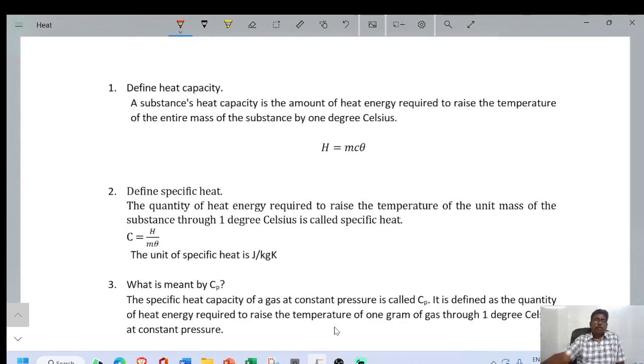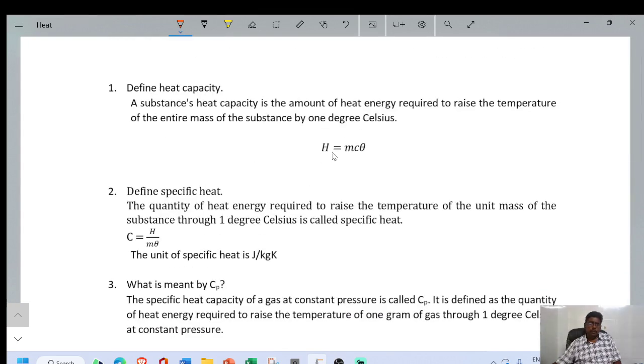Here are a few questions from the paper Heat and Thermodynamics. Now we have to discuss them one by one. First question is define heat capacity.